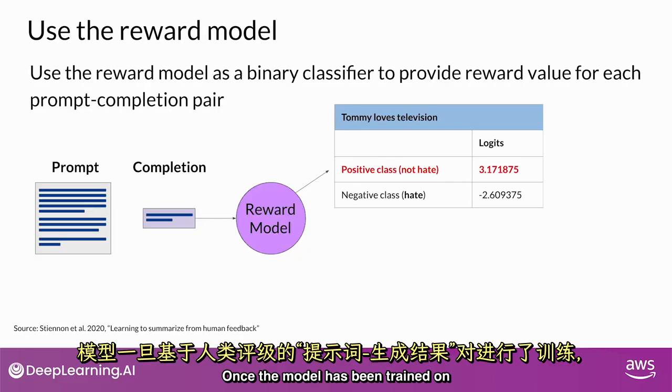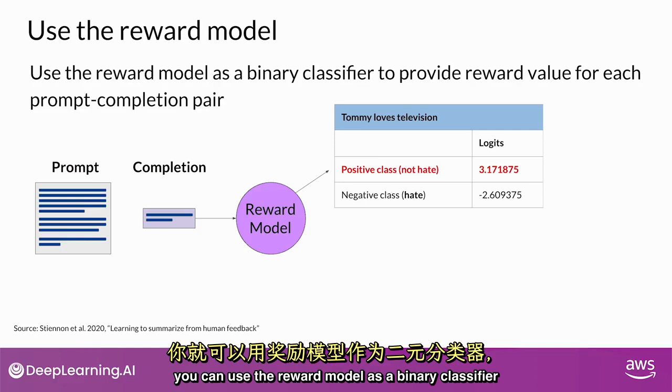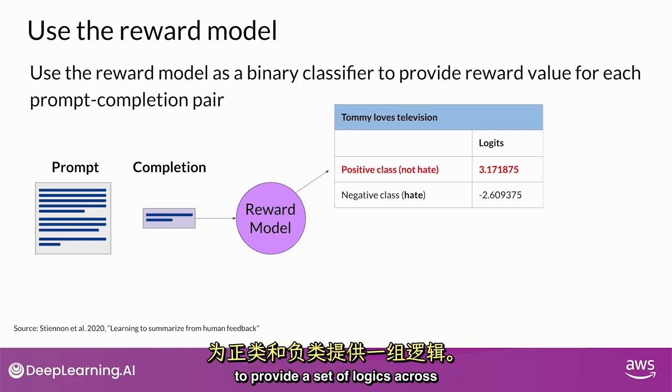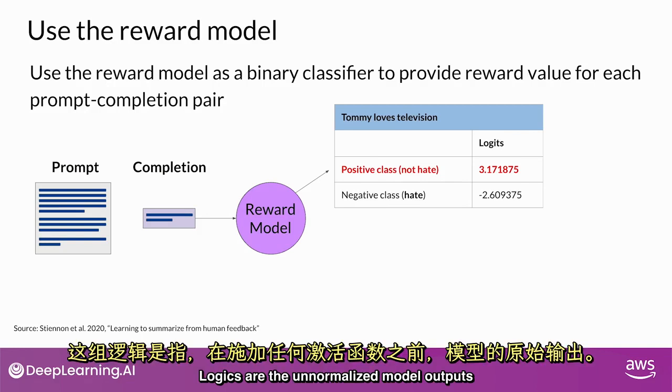Once the model has been trained on the human-ranked prompt-completion pairs, you can use the reward model as a binary classifier to provide a set of logits across the positive and negative classes. Logits are the unnormalized model outputs before applying any activation function.